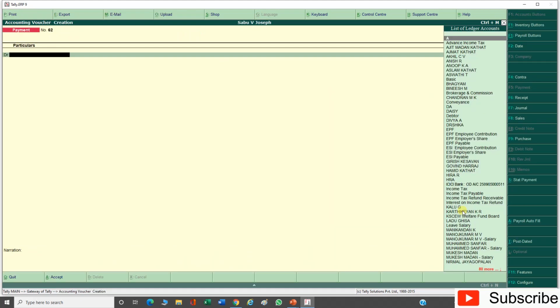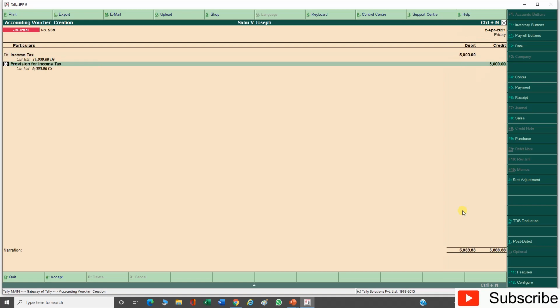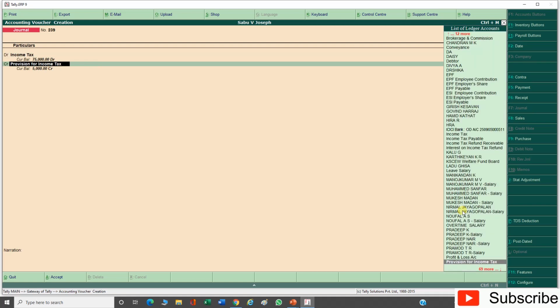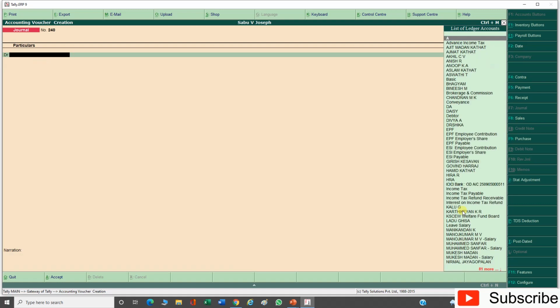So go to voucher, journal entry, income tax account debit 5,000. The credit will be given to income tax payable 5,000 because now we recorded our liability. This much income tax is payable to the government as per the assessment order, but we are not remitting now. Still it is showing as a liability. It will be shown under current liabilities.